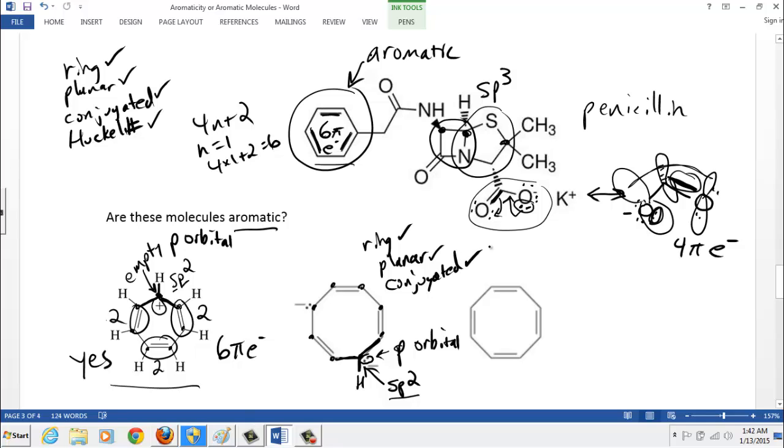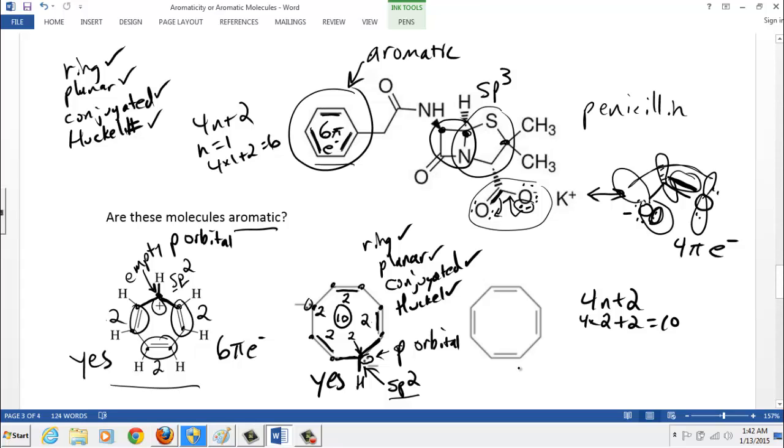Let's see if it's got a Huckel number of electrons. Well, starting up here, there's 2. Another pi bond's 2. Lone pair, that's 2. Pi bond 2. Lone pair 2. 2 plus 2 plus 2 plus 2 plus 2 is 10. 10 pi electrons. Yep, that's a Huckel number. 4n plus 2, where n is 2 now. 4 times 2 plus 2 is 10. The answer is yes. It's got a Huckel number. All 4 criteria are satisfied.